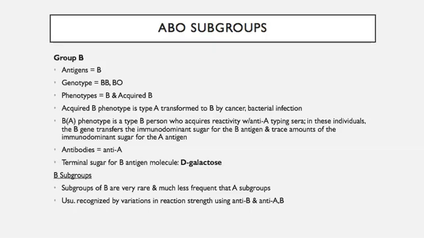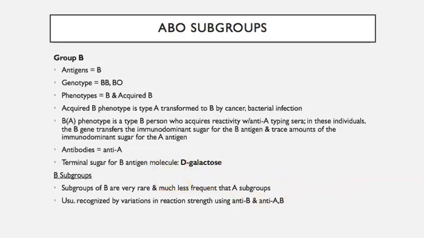Okay, and then the BA phenotype is truly a type B person who acquires reactivity with anti-A typing sera. So in these people, the B gene transfers the immunodominant sugar for the B antigen and trace amounts of the immunodominant sugar for the A antigen. So a type B person is going to produce anti-A antibodies. The terminal sugar for the B antigen molecule is D-galactose.